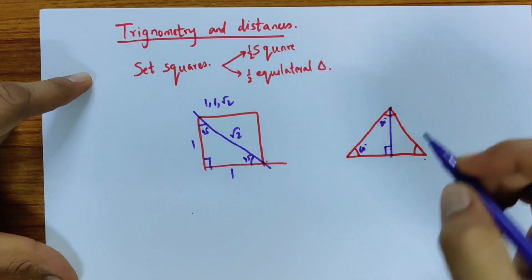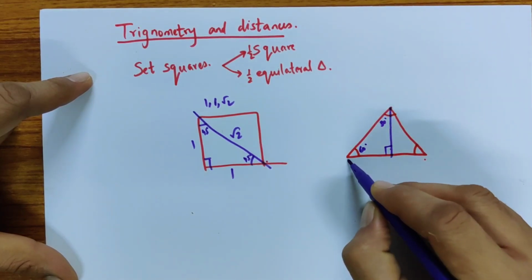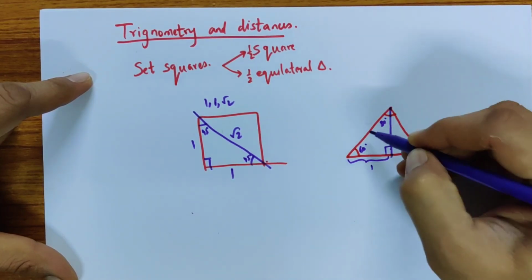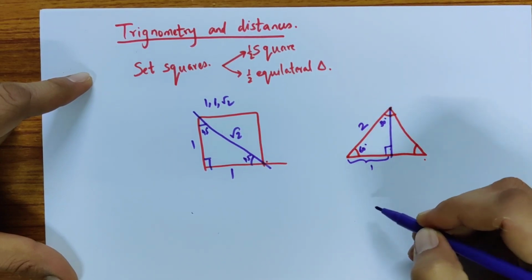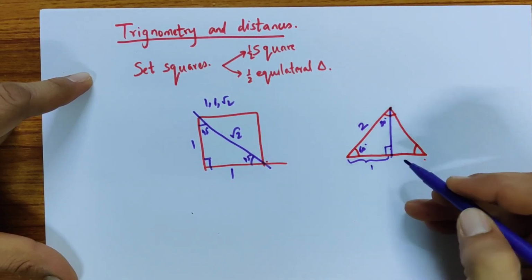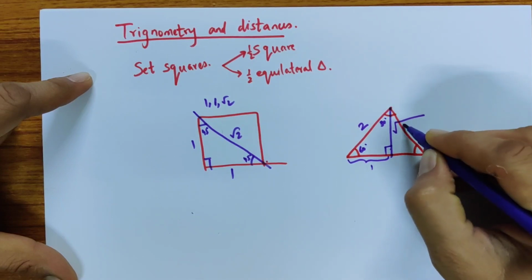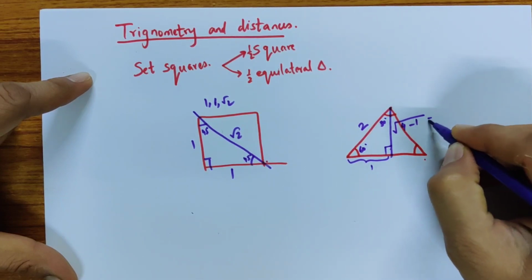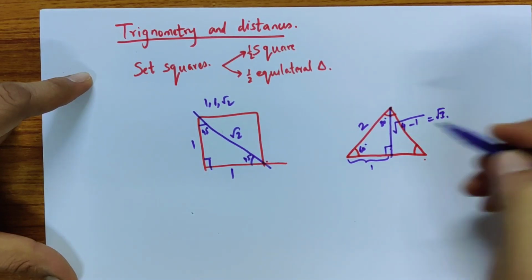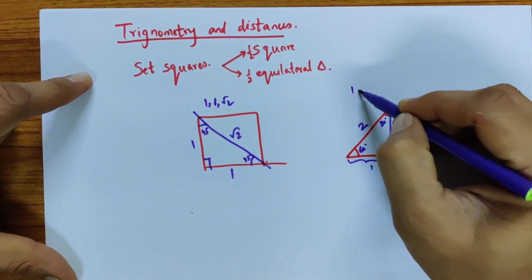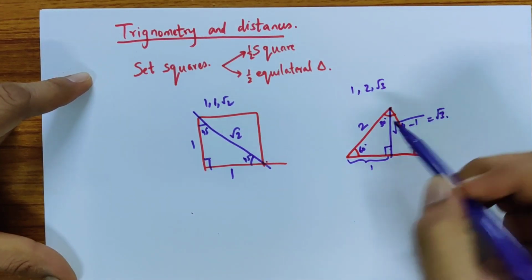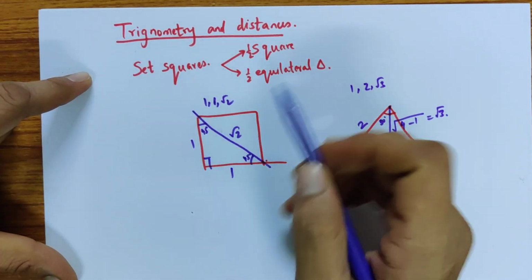So in this case, if this part of the side is 1, this will be double of that, so that's 2. And of course this is square root of 2 square, which is 4, minus 1, which is root 3. So the other way to remember this triangle is this is the 1, 2, root 3 triangle. So 1, 2, root 3, and 1, 1, root 2.